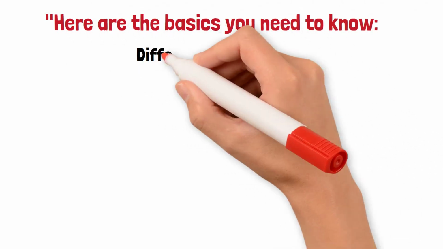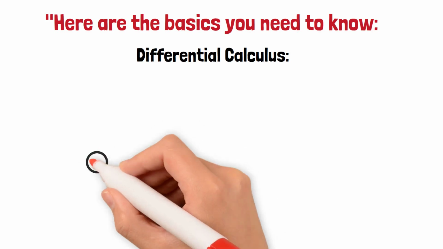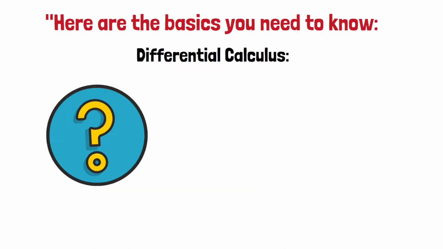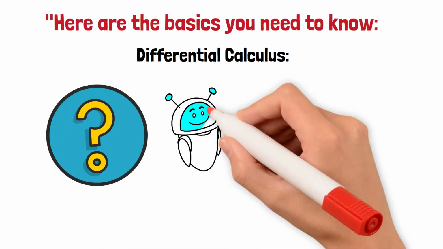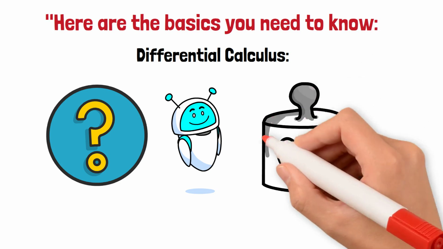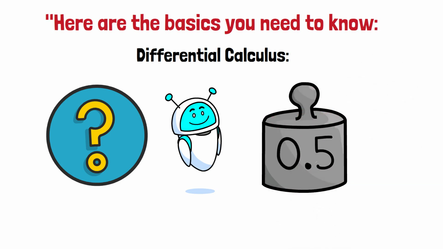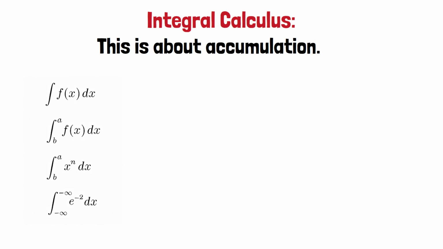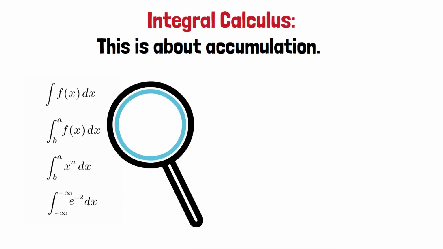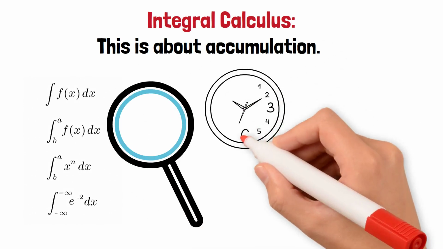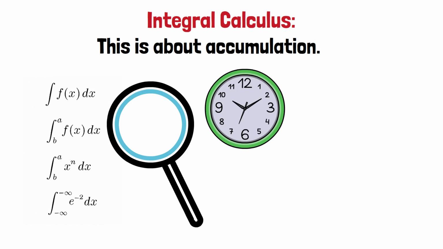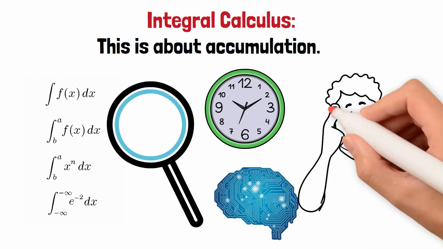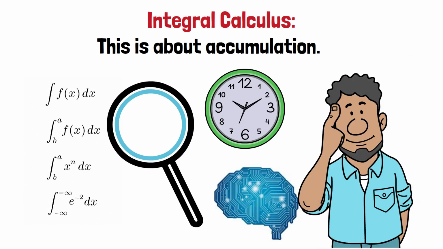Here are the basics you need to know. Differential calculus. This is all about change. Derivatives measure how fast something is moving or changing. In AI, derivatives are used to see how small changes in weights affect the performance of a model. Integral calculus. This is about accumulation. Integrals add up tiny changes to find the total. For example, integrating speed over time gives you distance. In machine learning, integrals can help us understand continuous probability distributions.